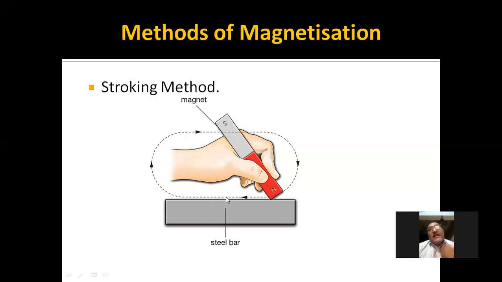And what I have done here, I have taken a bar magnet, which is a permanent magnet. And I will touch this end, the north pole of the bar magnet, and I will stroke in this direction. And then I will pick up the magnet.